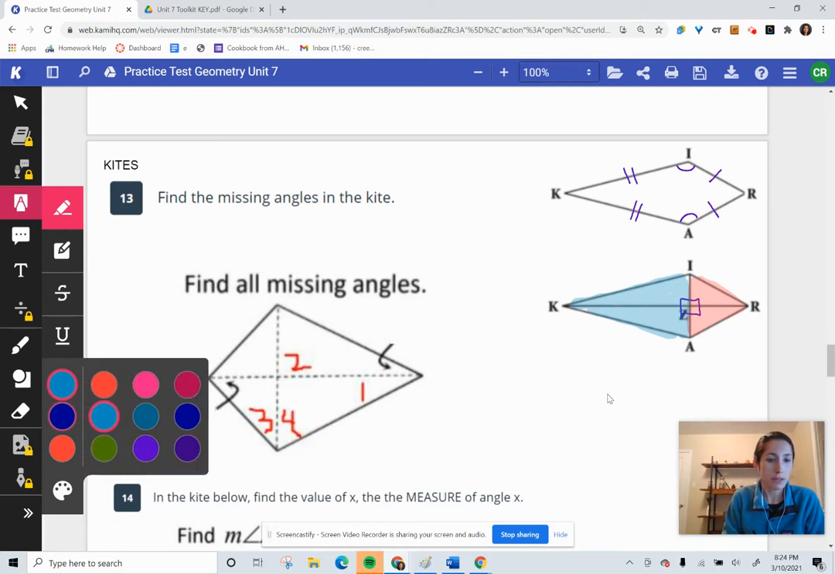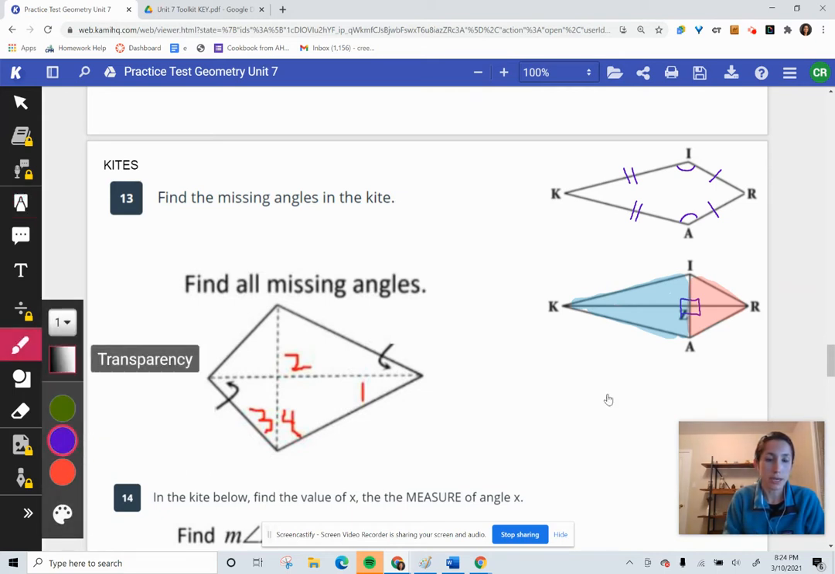Okay, so I'm going to give a different angle measure here than what's on your practice test so that you can watch me go through it and then you can try it on your own. So I'm just going to give a random angle measure for this one. Let's do 23 degrees. And then let's give our other angle measure here. Let's say this is 55 degrees.